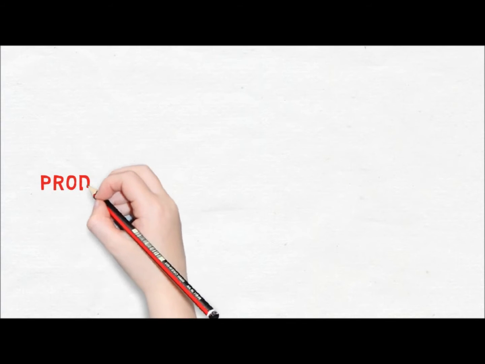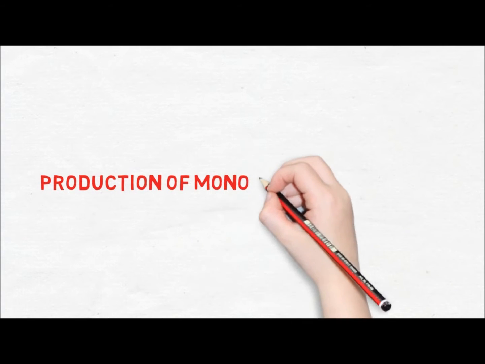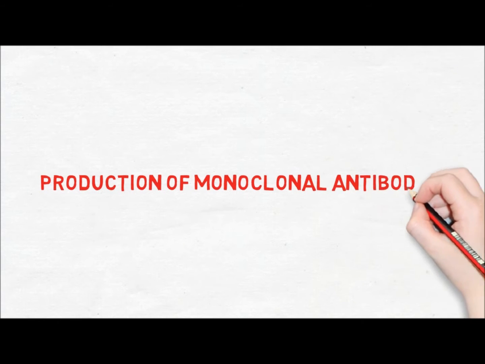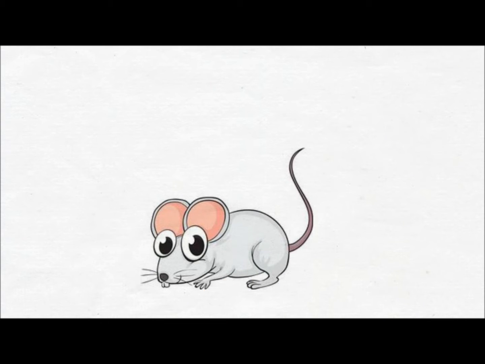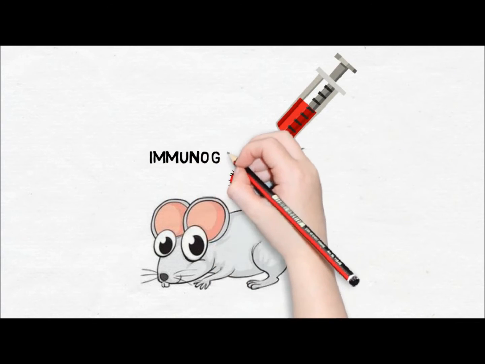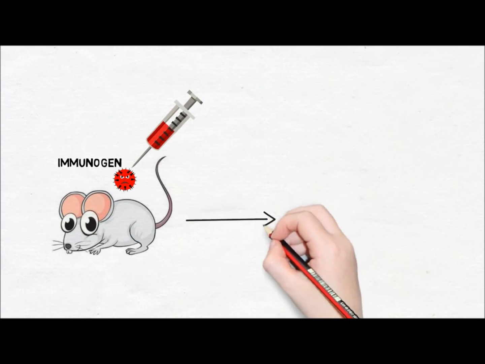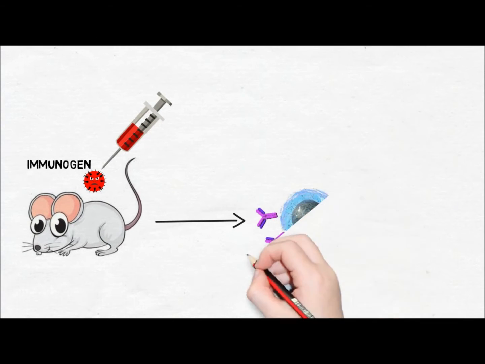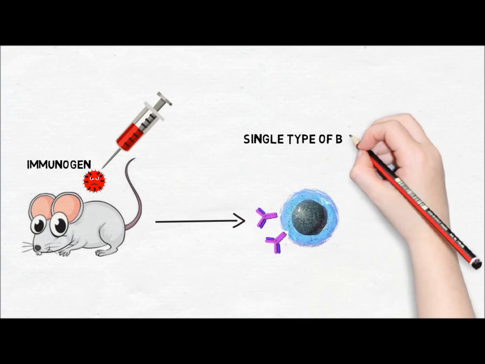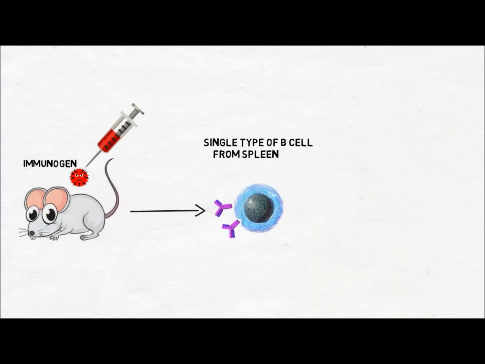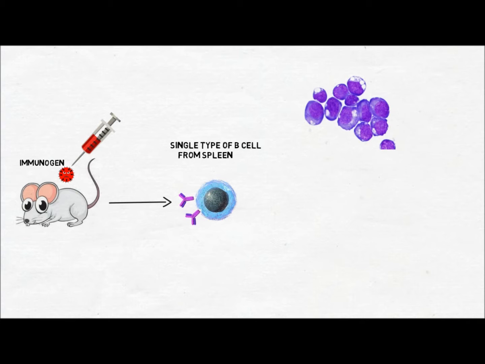So first, let's have a look at the production of monoclonal antibodies. Monoclonal antibodies bind to a unique epitope on an antigen. First, let's take our host animal, in this case our little rat. We inject it with an immunogen. This process is termed the immunization process. After the immunization process, an immune reaction will be generated, and this will lead to the activation of a single lineage of B cell from the spleen. This is actually the hallmark of monoclonal antibody production. That is, only a single lineage of B cell will be activated.